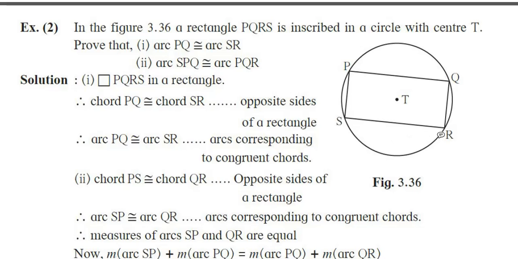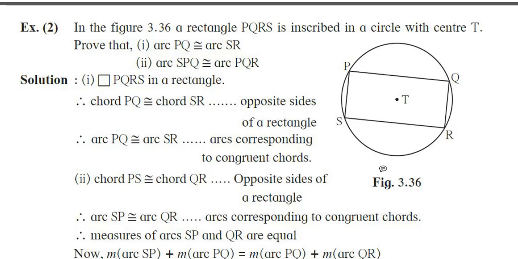It's very clear that PQRS is a rectangle. If it is a rectangle, the opposite sides are equal. So PQ is equal to SR and PS is equal to QR. Now you just studied that if the chords are equal, then their arcs have to be equal. So the arc PQ has to be equal to this arc SR by our theorem. Similarly, this smaller arc PS has to be equal to the smaller arc QR.